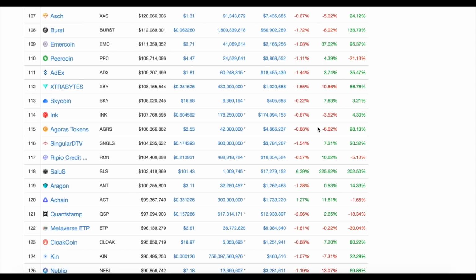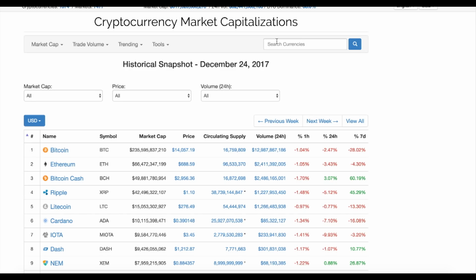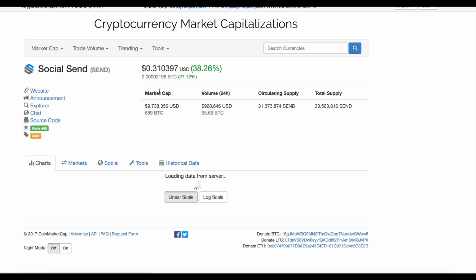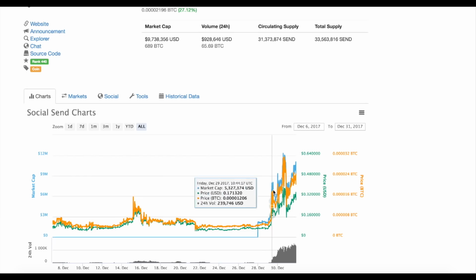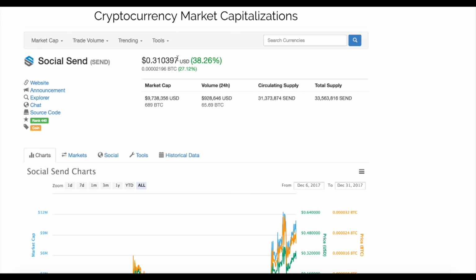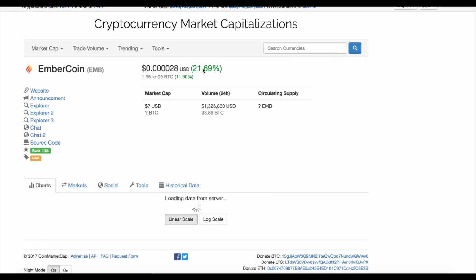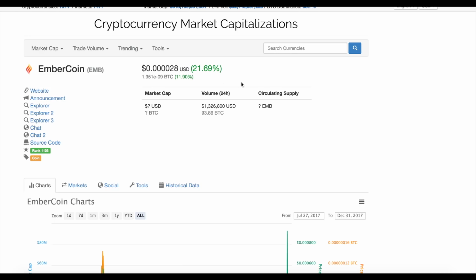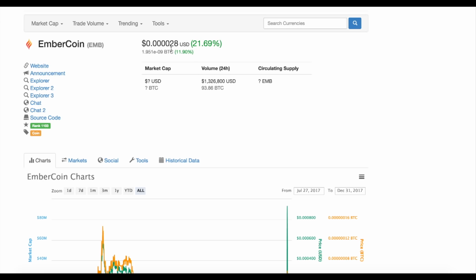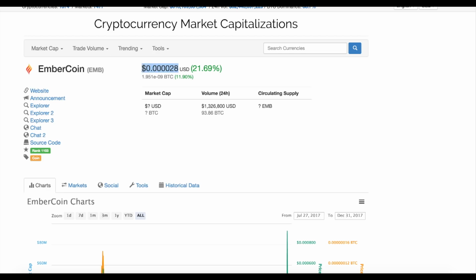Let's see where Social Send is. Obviously Embercoin, I'm in the same boat you guys are in. I'm like, what's up with that? When's Embercoin gonna go? But Social Send, I bought in at 10 cents right here, and it's still up. I'm like, how high can this thing go? Look at the market cap. Let's see Embercoin. It's up, I guess. Is it up? I don't know what that means. It looks low to me. I don't even know what the market cap is. So I'm in the same boat you guys are in.